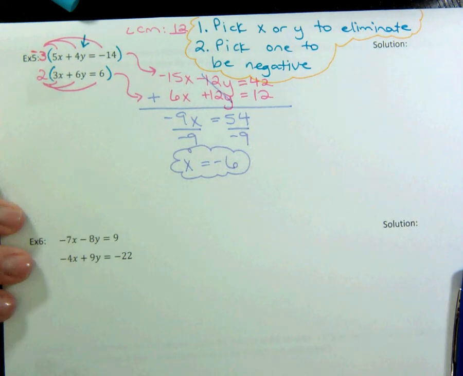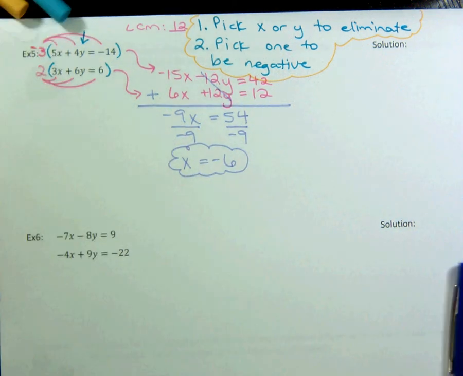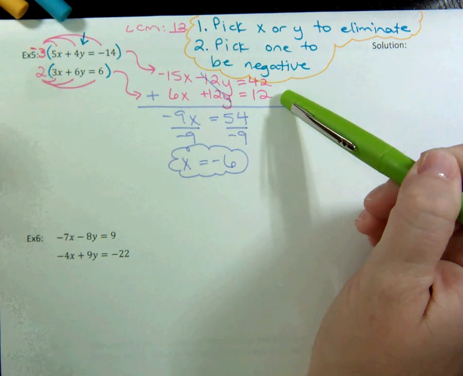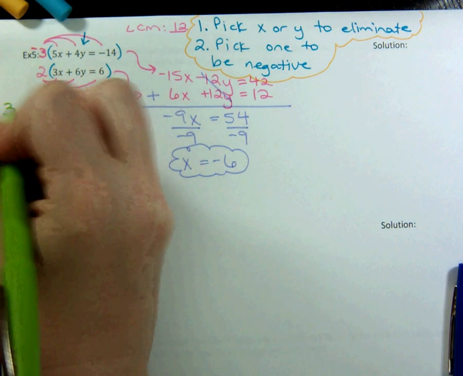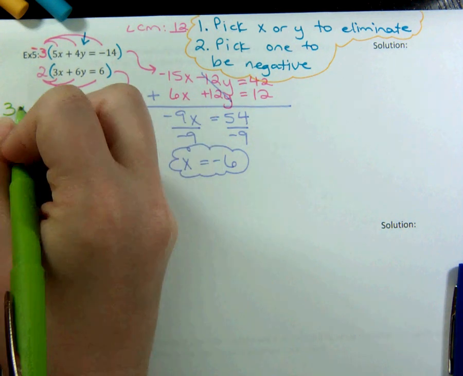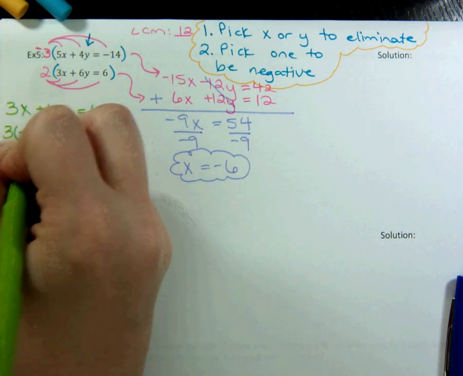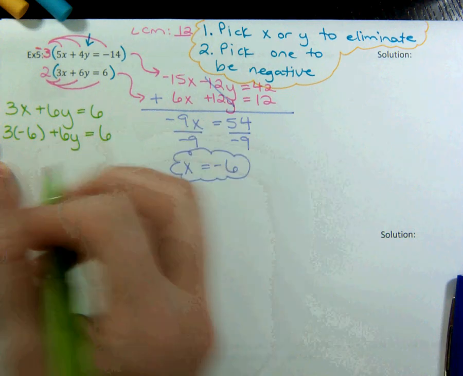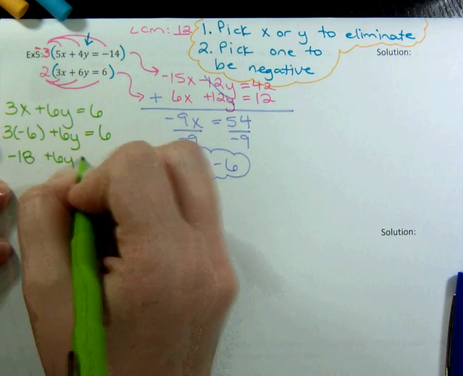Then we'll pick one of the two original equations to plug back into. I'm going to pick the bottom original equation. You can use your new equations, but those numbers are bigger, which makes them a little more challenging to work with. So I'm going to pick 3x plus 6y equals 6. And I'm going to plug in my negative 6. So 3 times negative 6 plus 6y equals 6. That's negative 18 plus 6y equals 6.